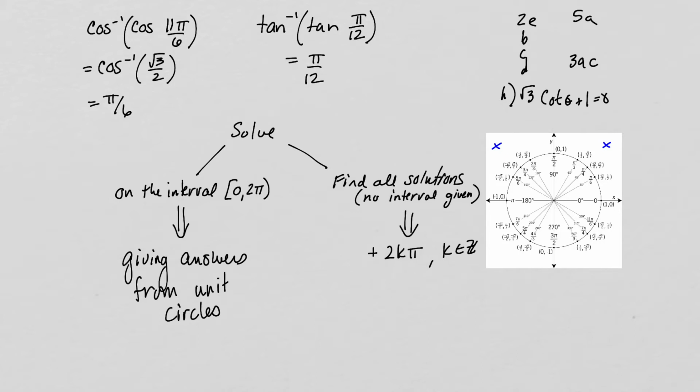So if you're given the interval, you're talking about just picking off answers from the unit circle. In the problems where it says find all the solutions, those are the ones where you have to add the plus 2k pi to the problems. Okay, the problems we're trying to do. Now, the problems in part 2 all say solve on the interval 0 to 2 pi.